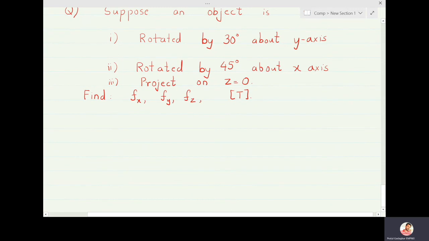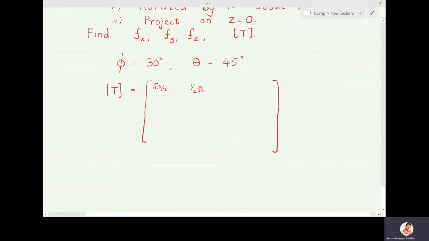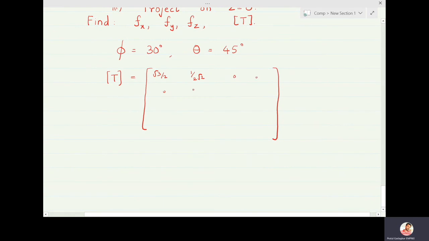We first know that rotation about the y-axis by 30 degrees means phi is 30 degrees, and rotation about the x-axis by 45 degrees means theta is 45 degrees. Therefore, the matrix of projection is given by cos phi, sine phi sine theta, 0, 0, and so on. When I put those values of phi and theta in the above matrix, I'm going to get root 3 by 2, then 1 by 2 root 2. Whatever entries I'm not writing are again treated as 0. Cos 45 will be 1 by root 2. The third column is 0 because it's a projection matrix, and this will be 0, 0, 0, 1. The third row is important, which is 1 by 2 and minus root 3 upon 2 root 2, and everything else is 0. So this is the matrix of axonometric projection.